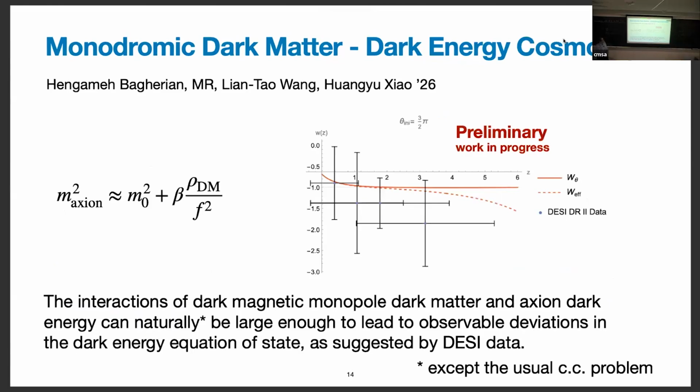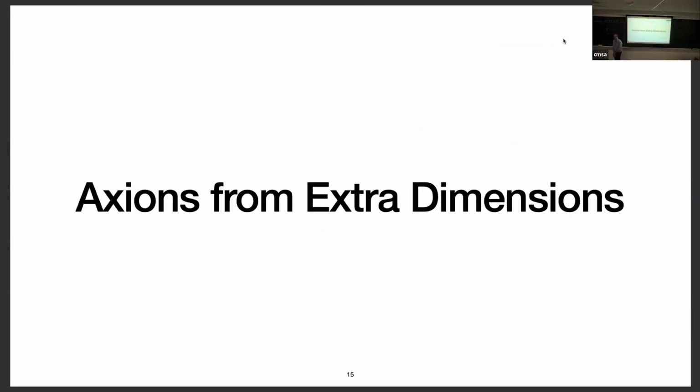And this is super preliminary. We're still in the process of convincing ourselves we're working with a viable benchmark point that isn't ruled out by something. But just to show you that in this kind of model, it seems that we are able to get interesting evolution of w(z) in the redshift bins. This w effective, the dashed line, is really the thing that you should be comparing to the data. And it seems like this kind of model is capable of having this evolve in an interesting way. Okay, so that was the first part of my talk.